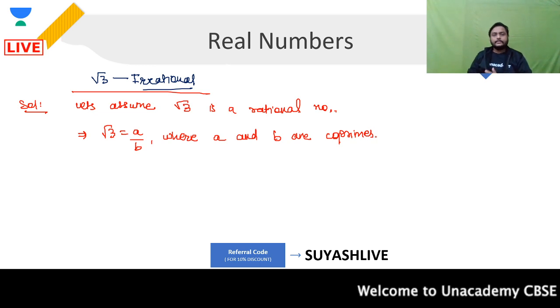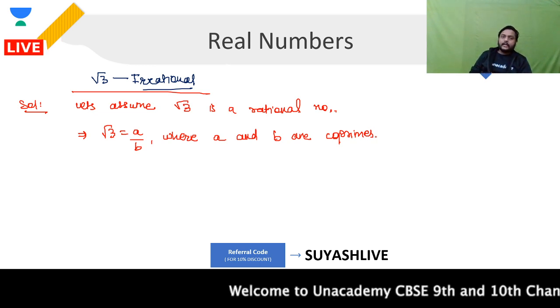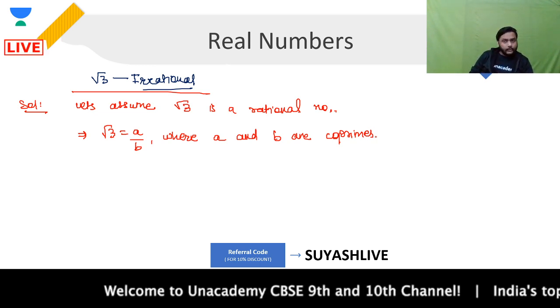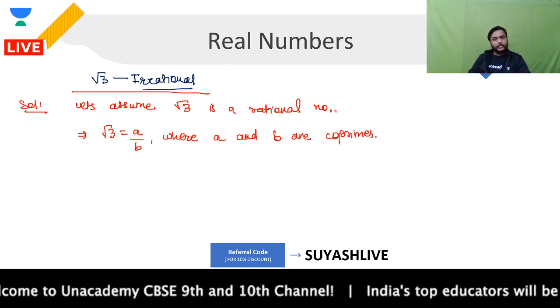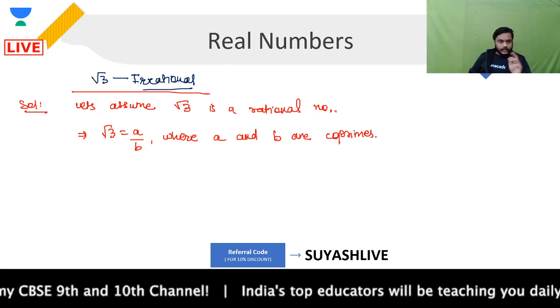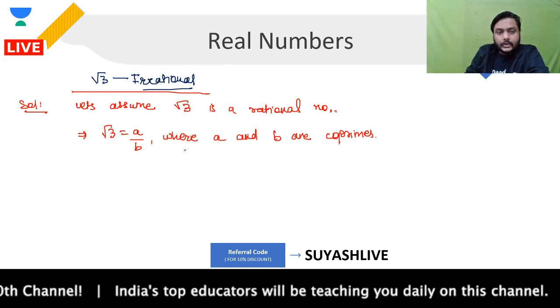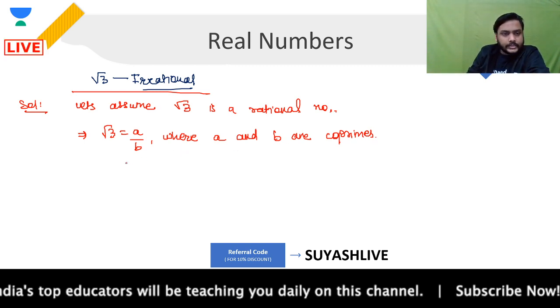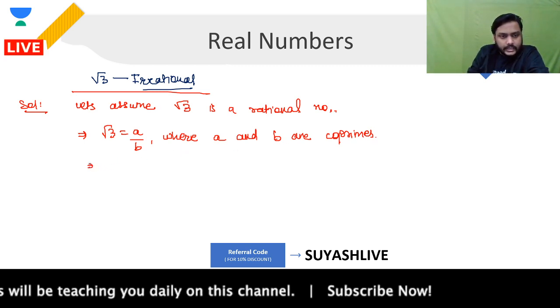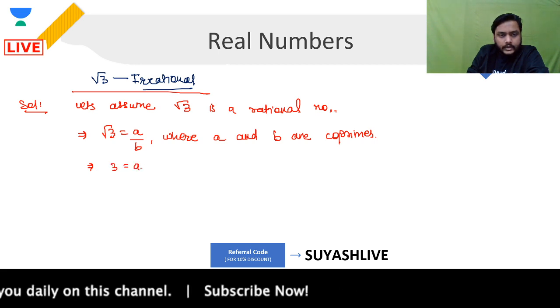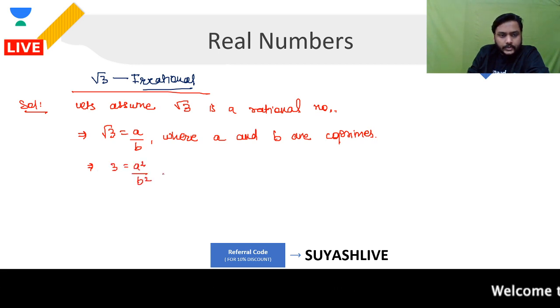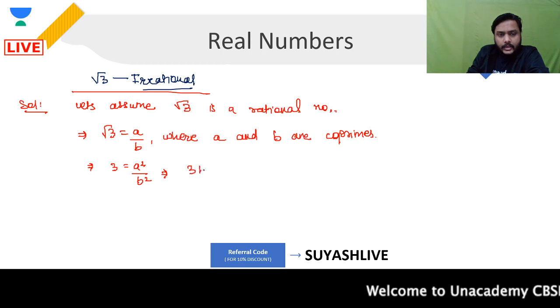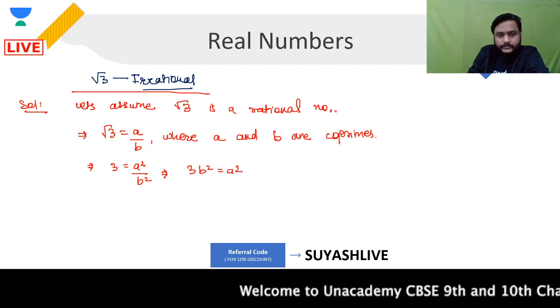I repeat what I can say. I can say that root 3 अगर rational है तो root 3 A upon B के फॉर्म में लिखा जा सकता है, where A and B are co-primes. ठीक है, cool. आगे चलते हैं. Let's proceed. So when root 3 is equal to A upon B, यहाँ से our story starts. I will be squaring both the sides, and that will give me 3 is equal to A square upon B square. This will give me 3B square is equal to A square.